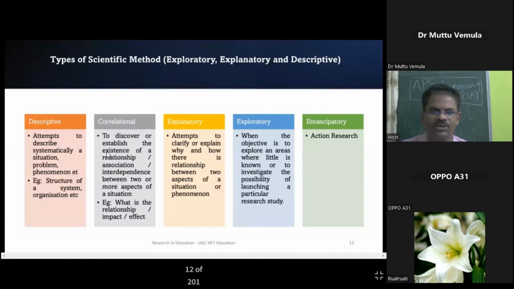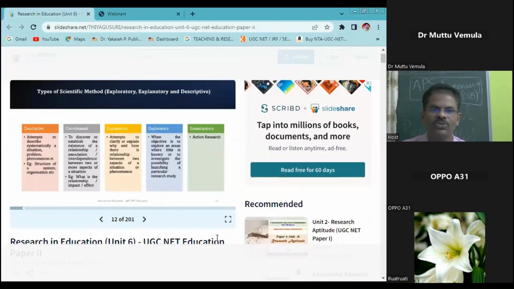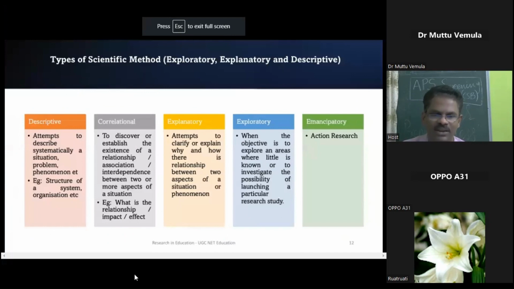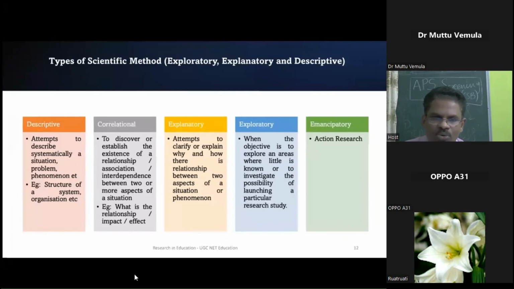Okay. Hope you are able to see this slide, types of scientific method. Somebody respond. Are you able to see this? Yes, sir. Yes. Okay, let's go ahead. May I request somebody whose microphone is on to mute? Yes, thanks for that.